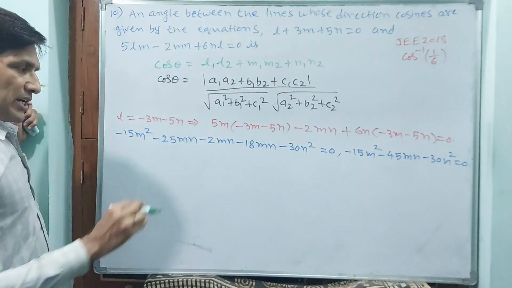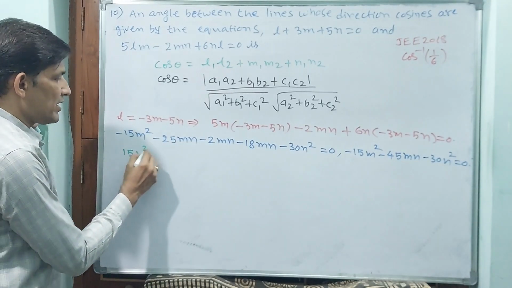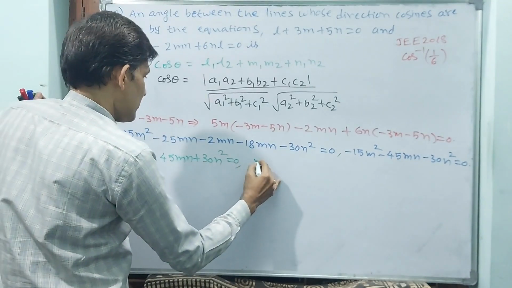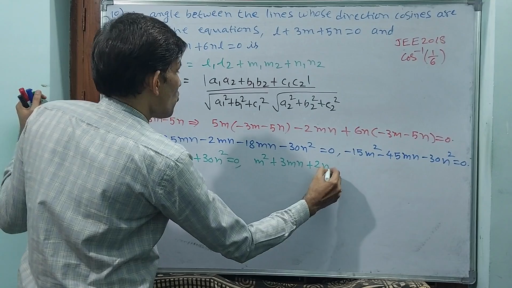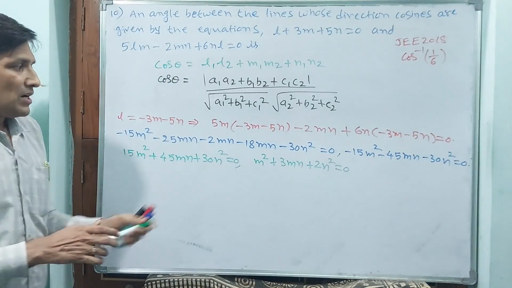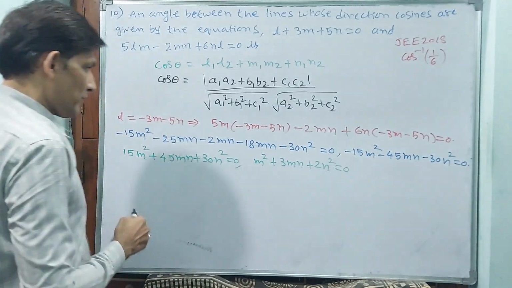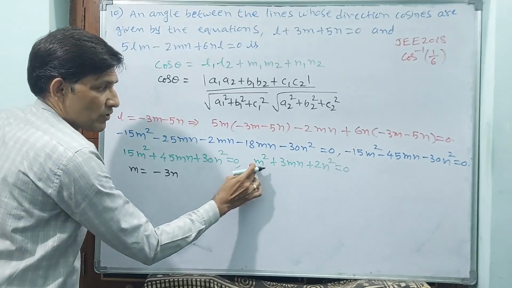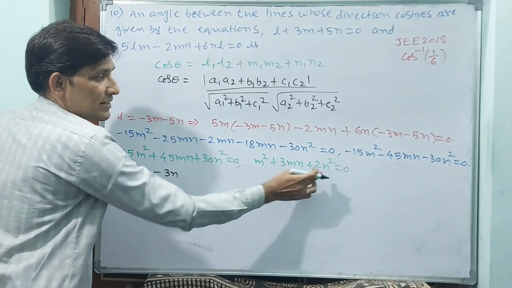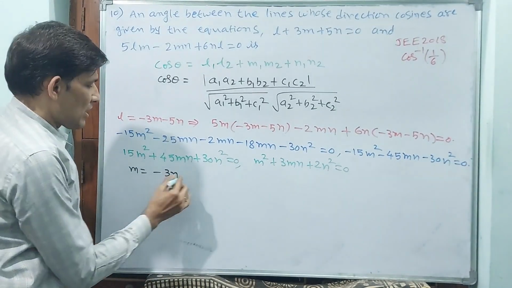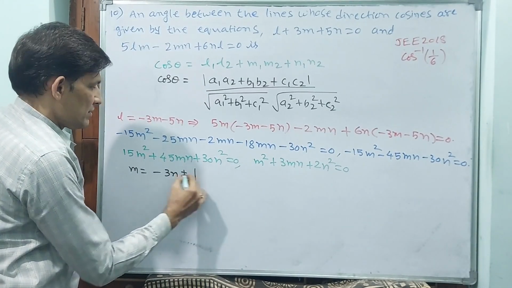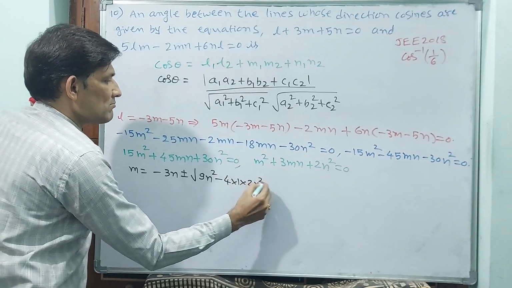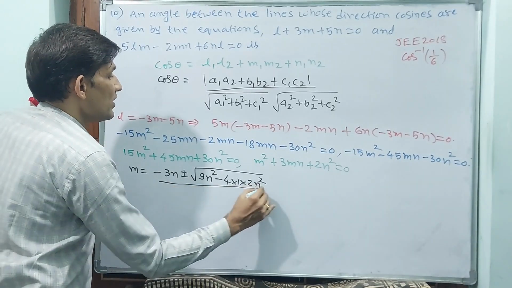If I send all to one side, this is going to become 15m square plus 45mn plus 30n square equal to 0. Or else 15 if I take common, m square plus 3mn plus 2n square equal to 0. See, this is like a quadratic equation and I am finding the m value. m is equal to minus b plus or minus square root of b square minus 4ac, by 2a, where b is 3n, a is 1, c is 2n square.